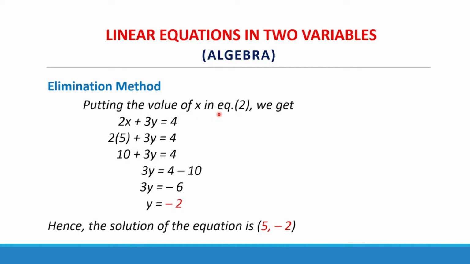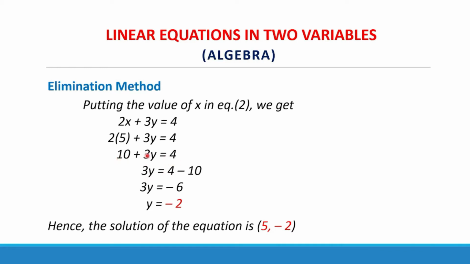And putting the value of x in equation 2: 2x + 3y = 4. The value of x is 5, so 2 times 5 + 3y = 4. So 2 times 5 is 10, plus 3y equals 4. And 3y equals 4.